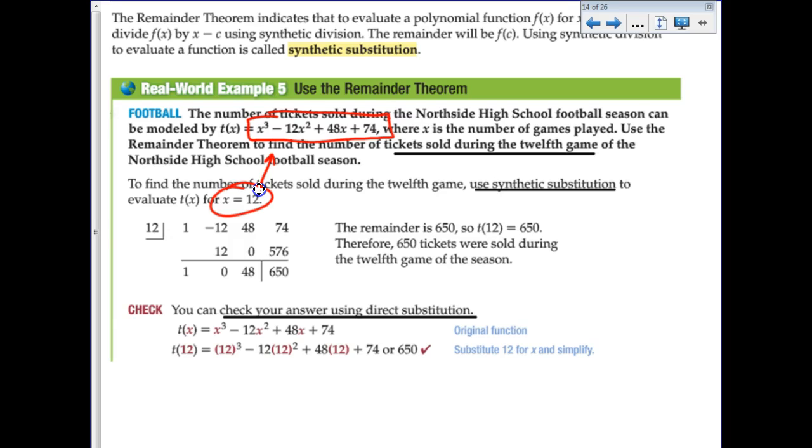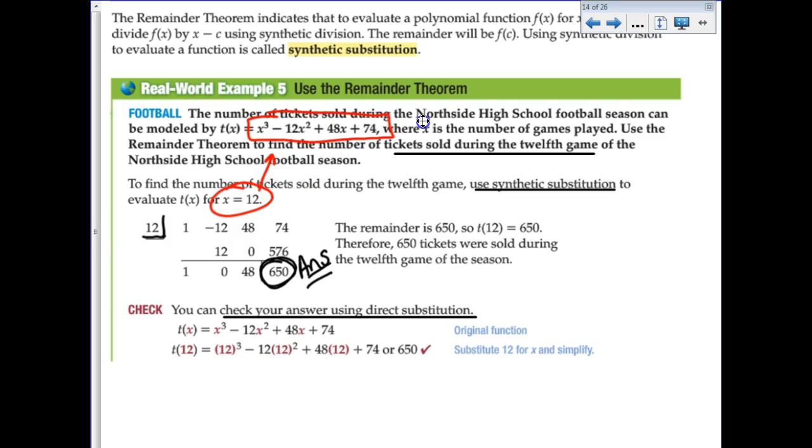So the point is, no, we don't want to do that by hand, but it turns out that if you were to set up synthetic, it looks like synthetic division, right? Except this time you just put the 12 in the box. You don't do anything with solving because there's nothing to solve. If you perform synthetic substitution, your remainder is actually the answer. So apparently, if you were to plug 12 into this polynomial, it comes out to 650.